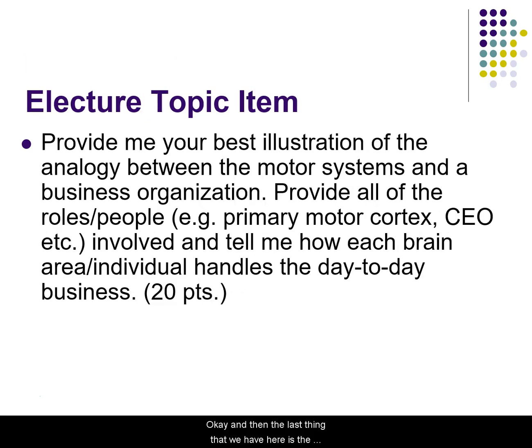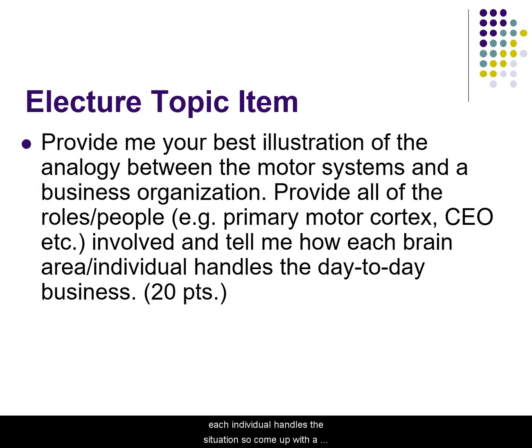The last thing that we have here is the electrotopic item, and I just have one item, but it's kind of extensive, and I hope it's helpful to bring together all the concepts of this chapter. It says, provide me your best illustration of the analogy between the motor systems and business organizations. I already did that for you, talking about the president and the vice president and so on, so you can use that same kind of scenario. But I want you to provide all of the people involved, and using a specific scenario, tell me how each individual handles the situation.